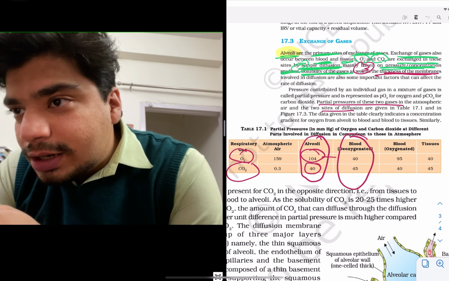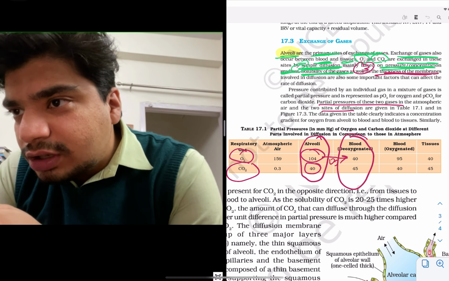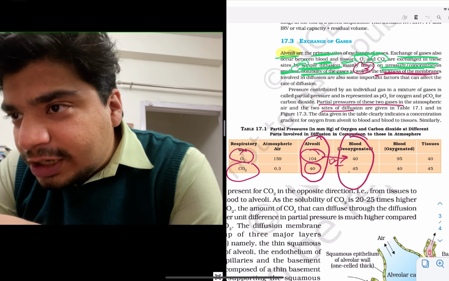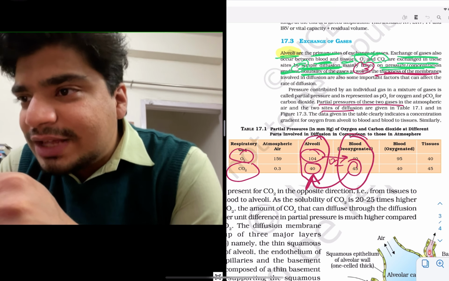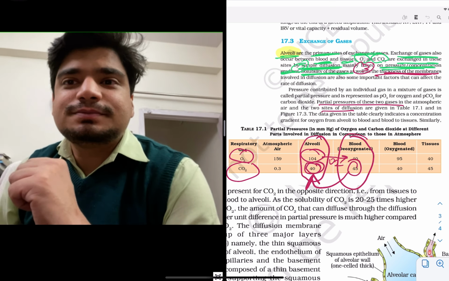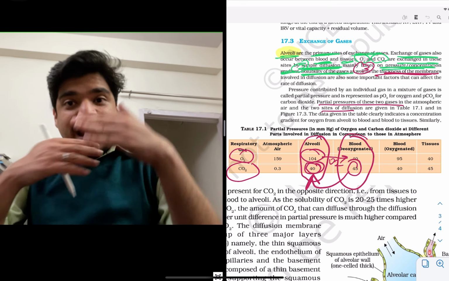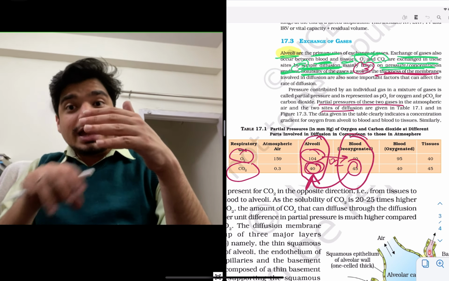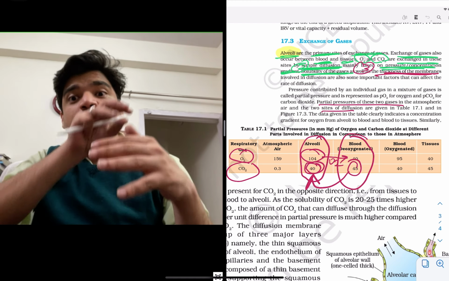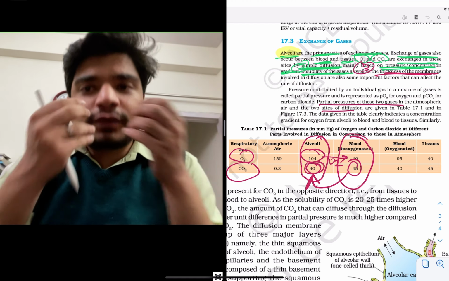So obviously from 104 to 40 oxygen will go, and from the deoxygenated blood carbon dioxide will also move to alveoli. From 45 it will move to 40. Okay. So at the level of alveoli, oxygen is going from alveoli to the blood, and from the blood CO2 is moving out to the alveoli to be thrown out during the expiration part.